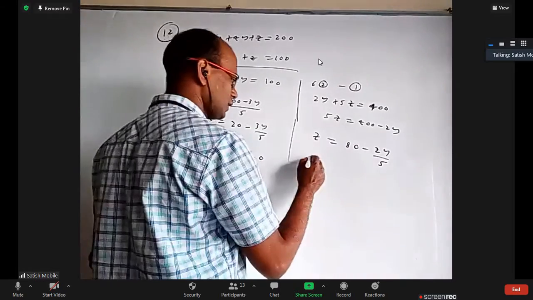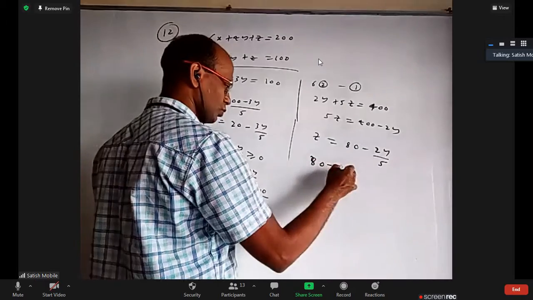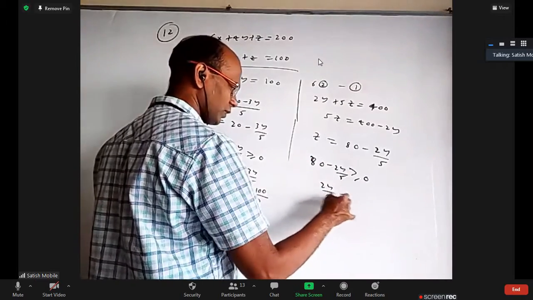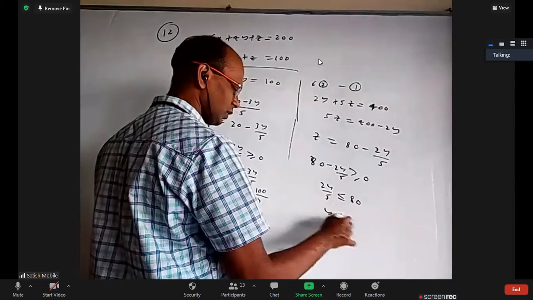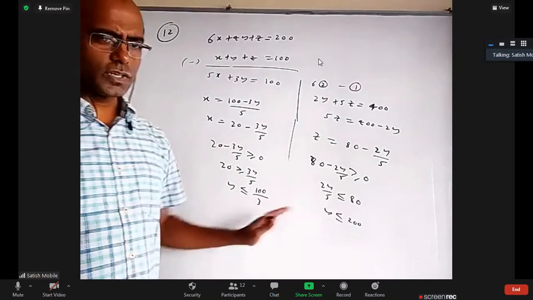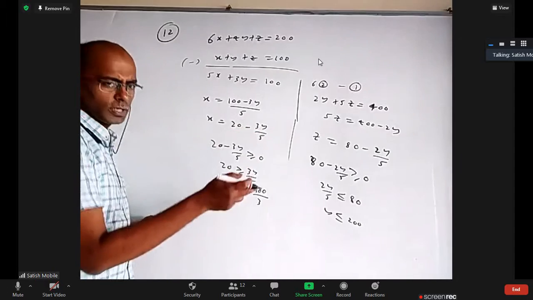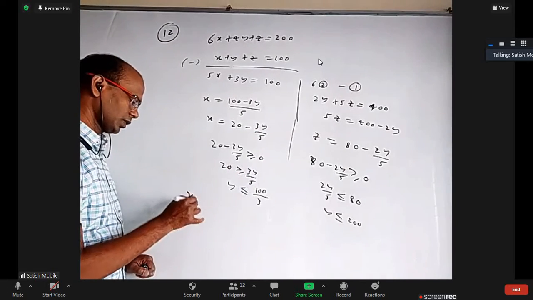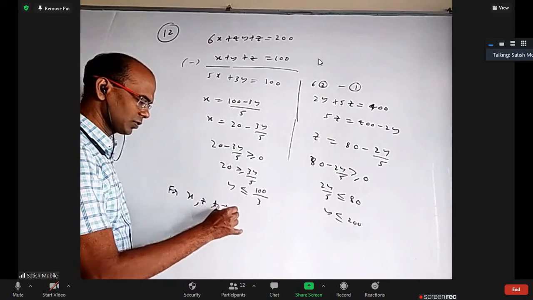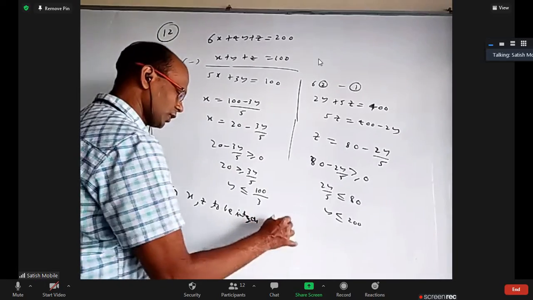From here, what will you get? Even 80 minus 2y by 5 should be greater than or equal to 0. 2y by 5 is less than or equal to 80, so y is less than or equal to 200. Okay, this is also correct, but we have to take their intersection, so we take whichever is better. And for x and z to be integers, y should be a multiple of 5.